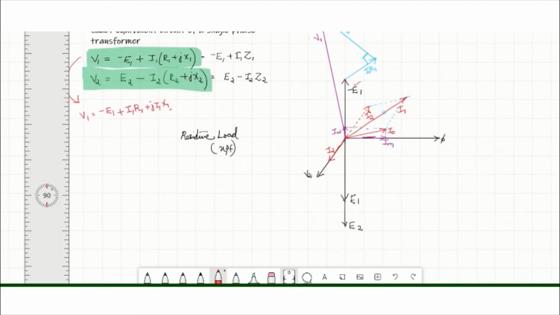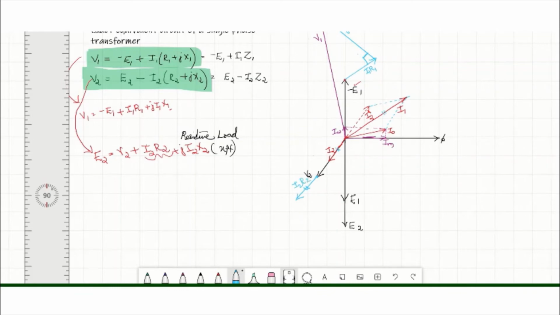Okay, this is the equation. From here we can write the equation for E2. E2 is equal to V2 plus I2 R2 plus J I2 X2. So we have V2 here. Now add I2 R2. So we have to draw I2 into R2 here. I2 into R2 will come like this because it should be parallel with I2. This is I2 into R2.